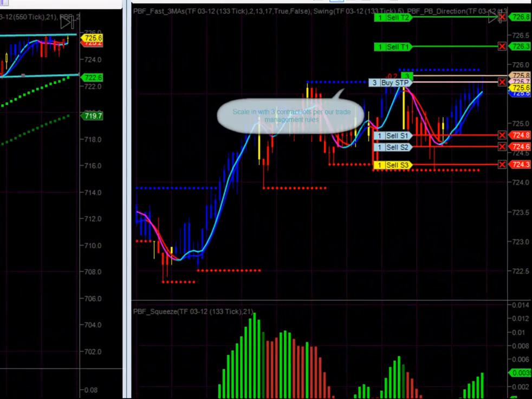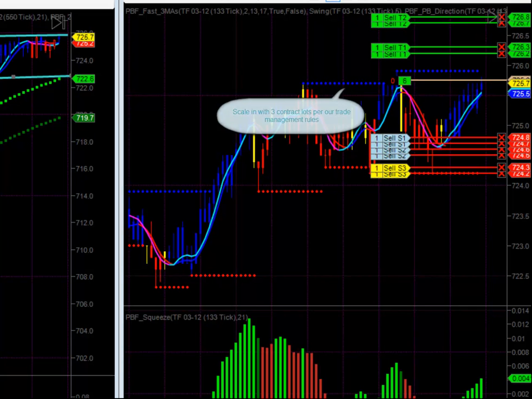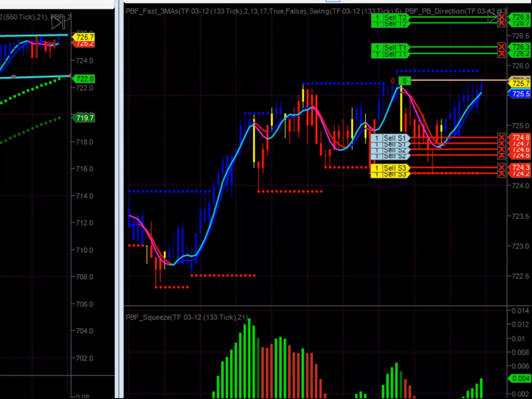So in order to scale in, I'm going to try and get at least a couple fills, see if we can get filled on both of these, and we'll have our 9 contracts, and then we're going to let the trade play out. Okay, so we are in, we are short 6 contracts.